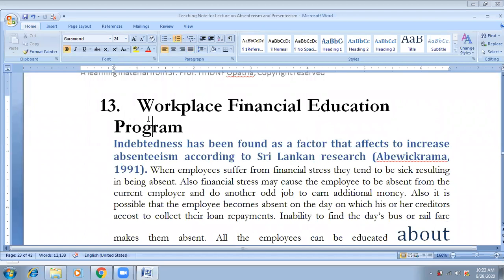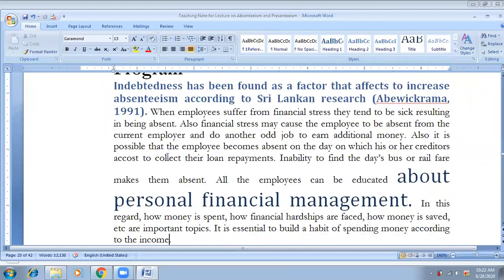13th strategy for managing absenteeism: workplace financial education program. Because indebtedness, especially in Sri Lanka, has been found to be a factor that increases absenteeism. People have financial problems. One thing is that there is financial stress, then they become sick, and then they have to take sick absence.